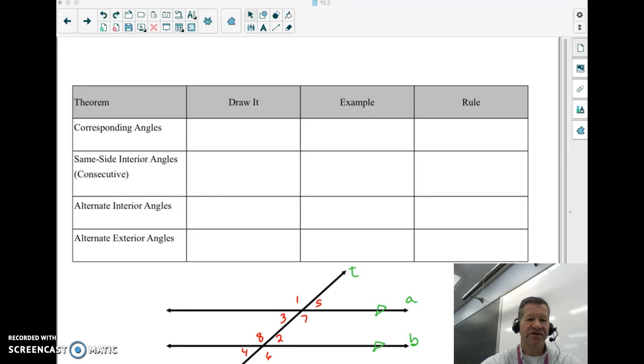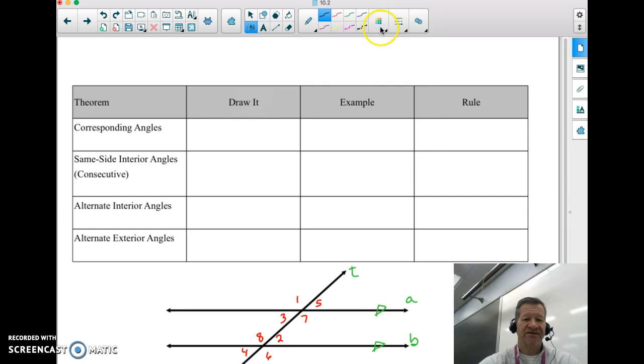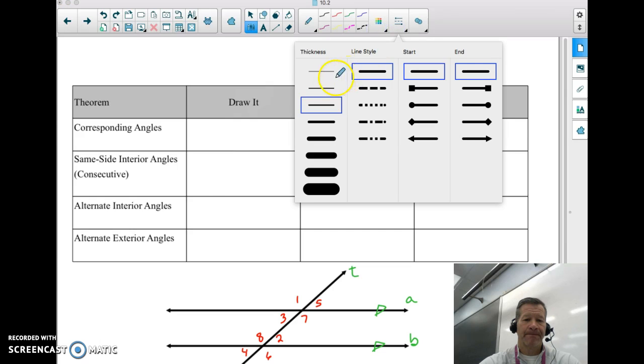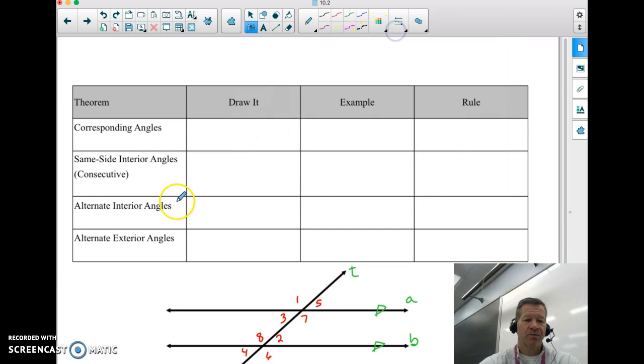In section 10.2, we're going to talk about what happens when a transversal intersects not just any lines, but parallel lines. So let's begin by discussing what happens with corresponding, same side interior, and alternate exterior angles when a transversal intersects not just any two lines, but two parallel lines.